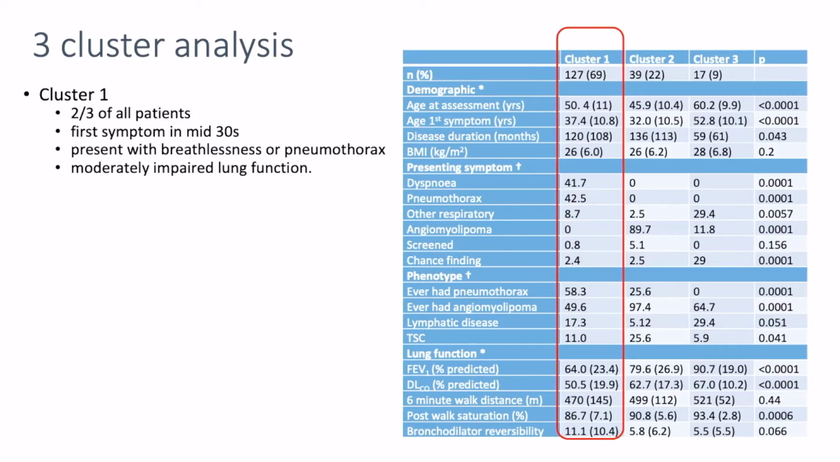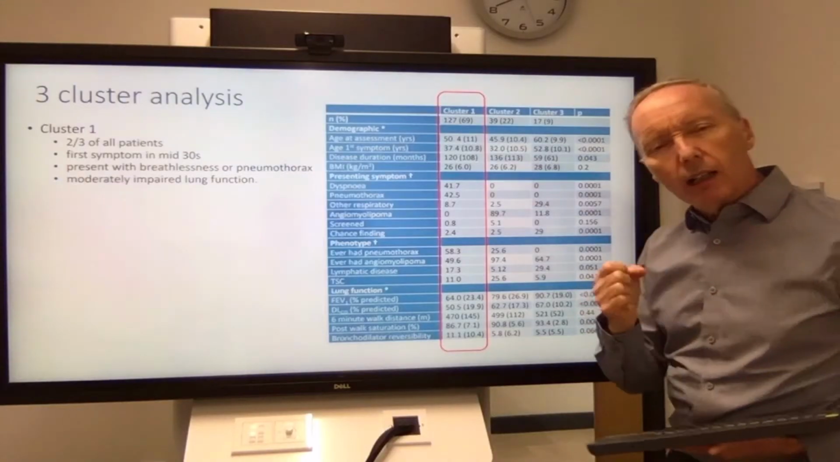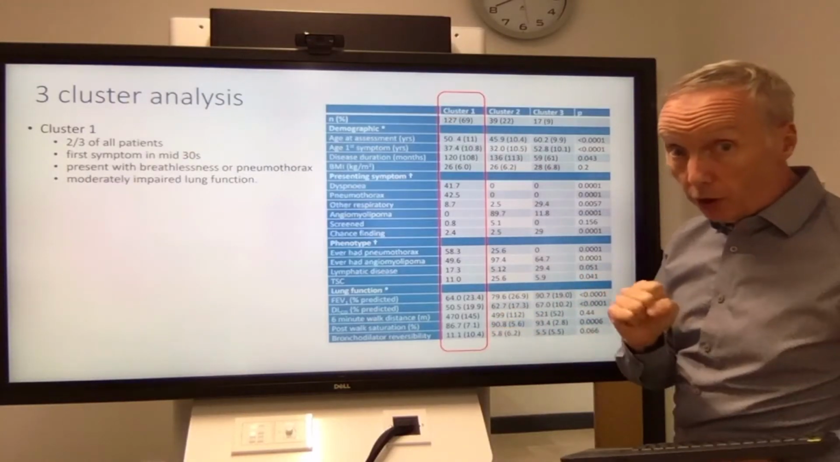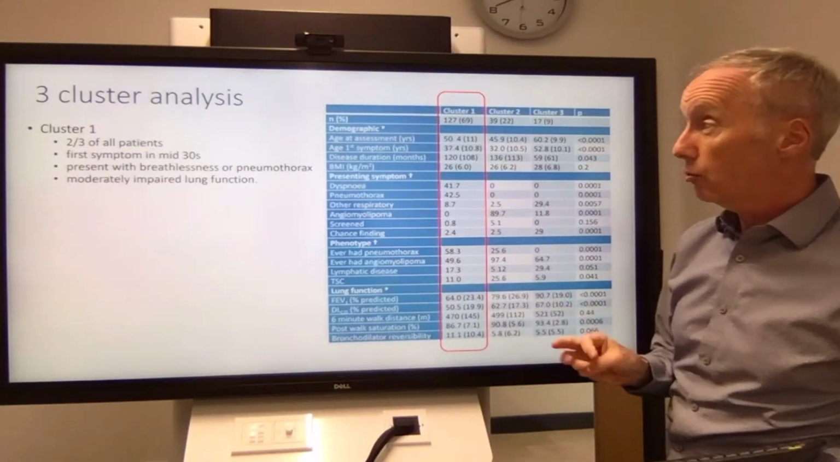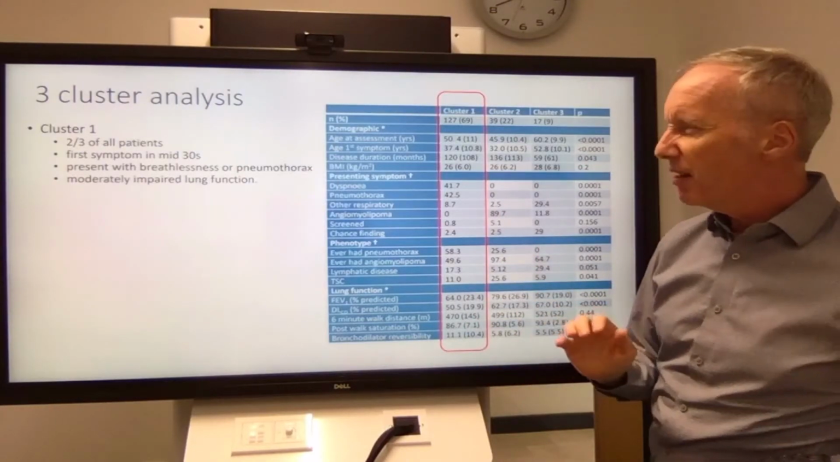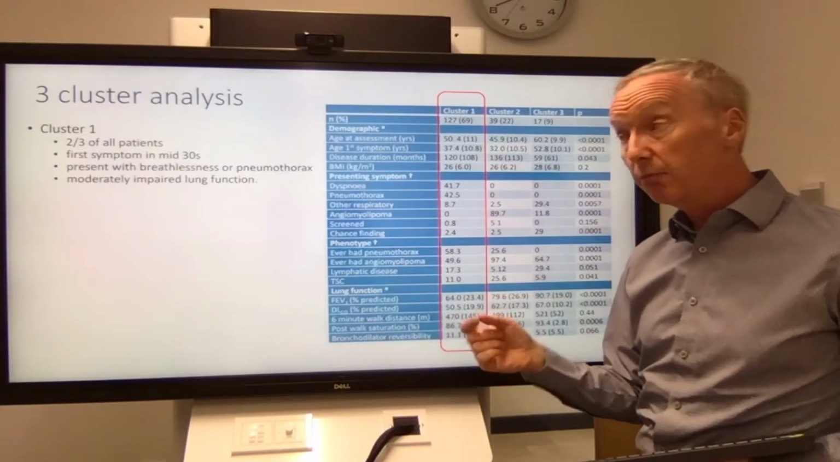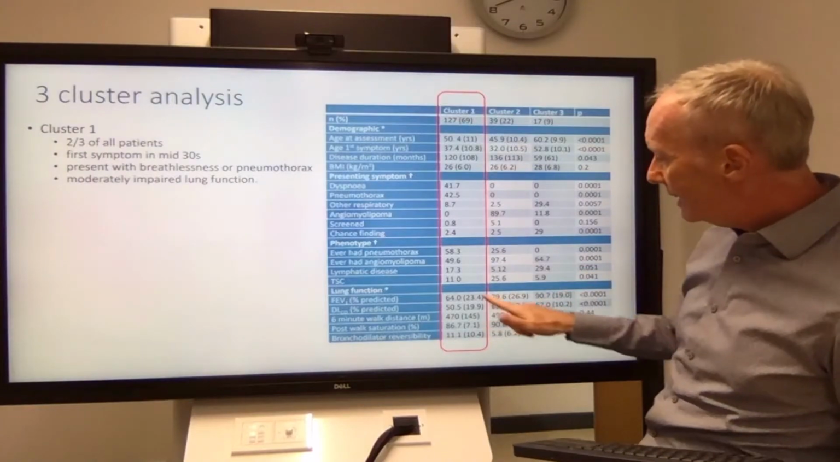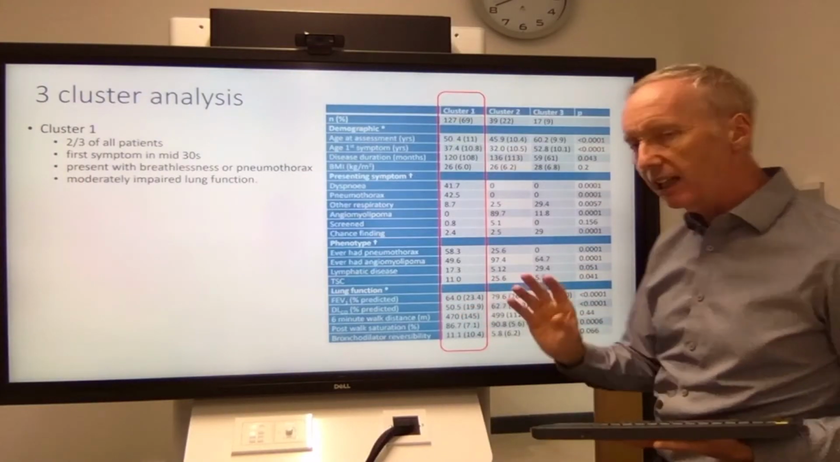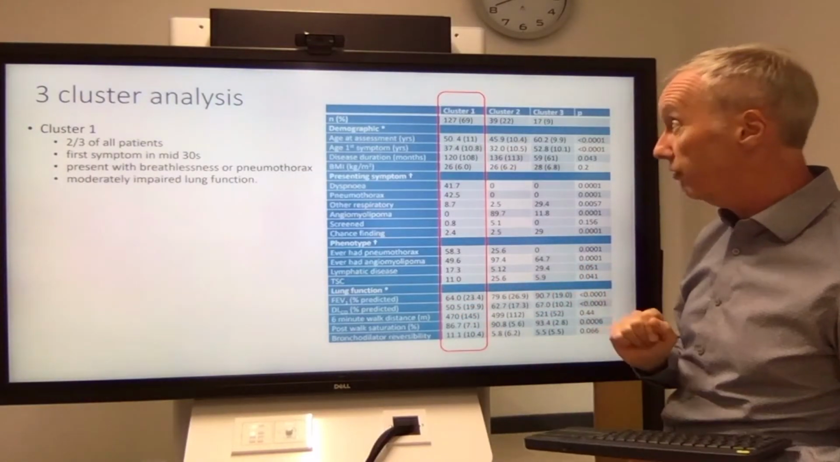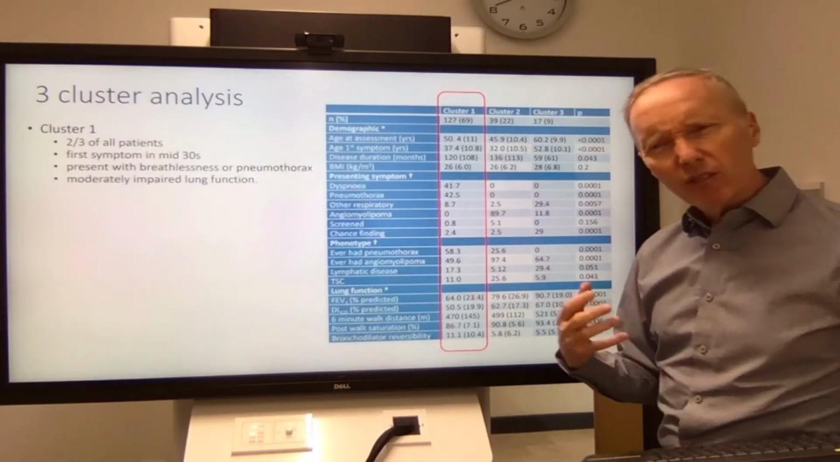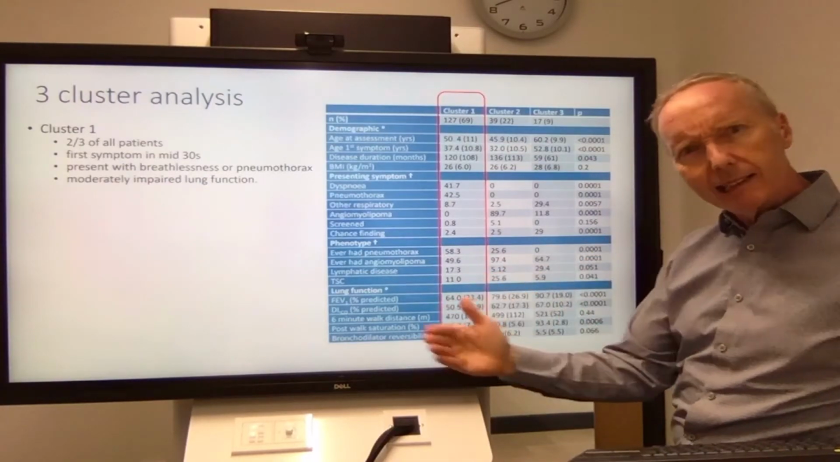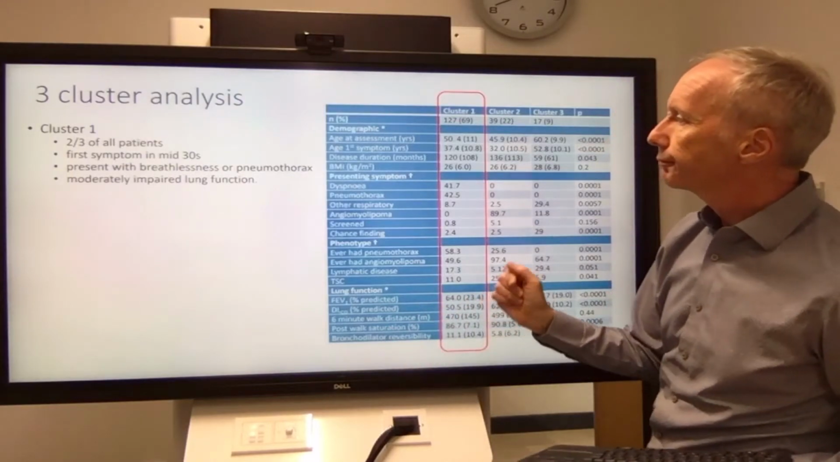If we look at each cluster in detail, the one I've highlighted here is cluster 1. Cluster 1 was the biggest cluster, so 2/3 of patients fitted into this group. They had their first symptom in the mid-30s. That first symptom tended to be breathlessness or sometimes pneumothorax. When they presented, they had moderately impaired lung function, airway narrowing, and reduced gas transfer. This is the classic description of somebody with LAM.